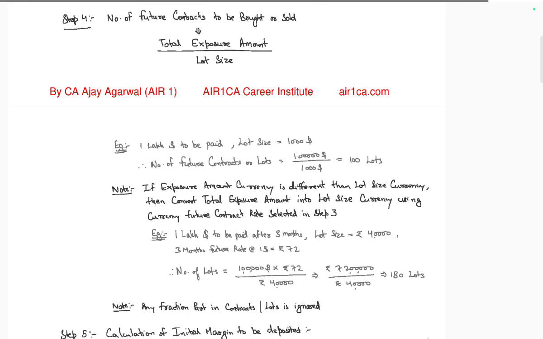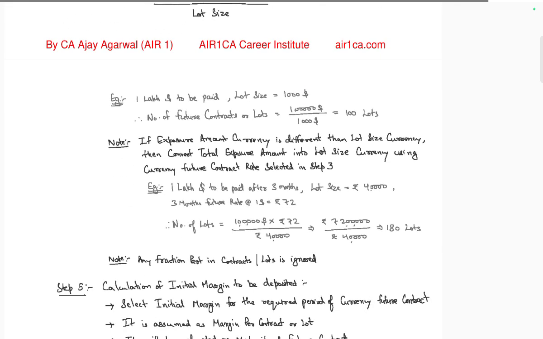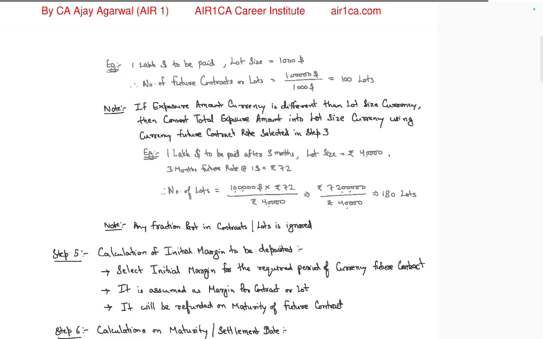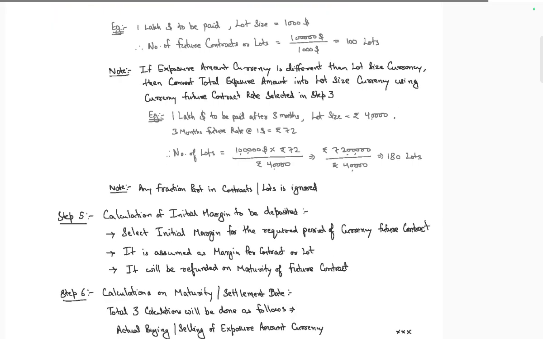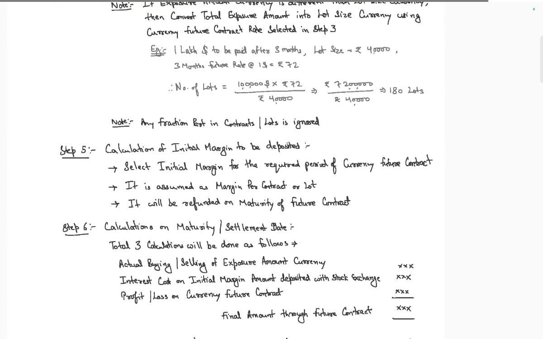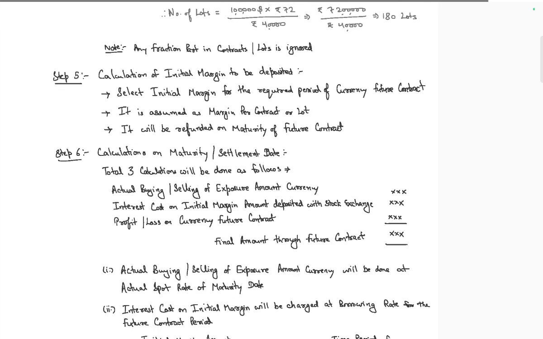So as per 1 lakh by lot size of $1,000, you need to buy 100 lots. If the exposure amount of currency is different from the lot size of the currency, convert the total exposure amount by lot size using the currency selected in step 3. So 1 lakh paid in 3 months, the lot size is 40,000, so 1 lakh by 40,000 into 70 is 180 lots. Any fractional part of the contract lot is ignored.